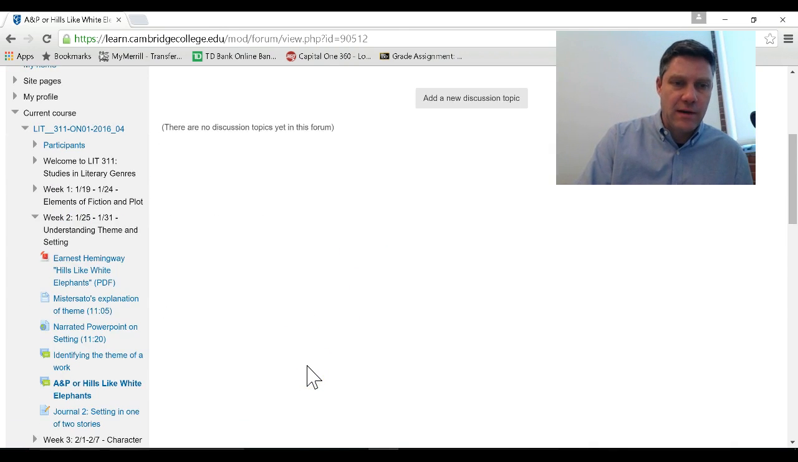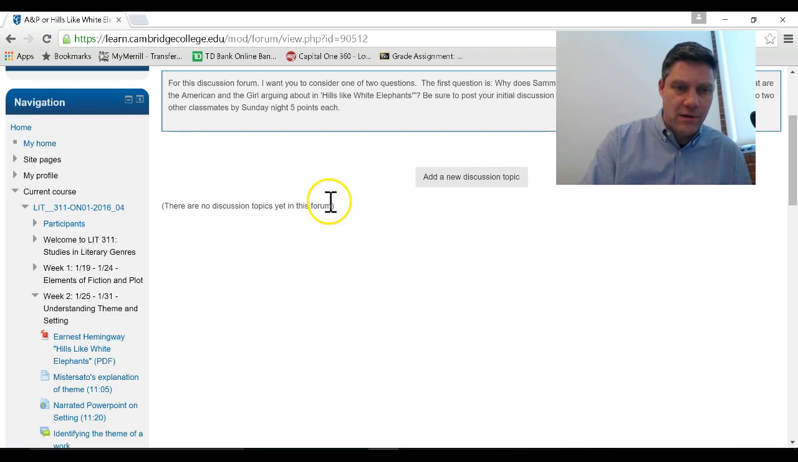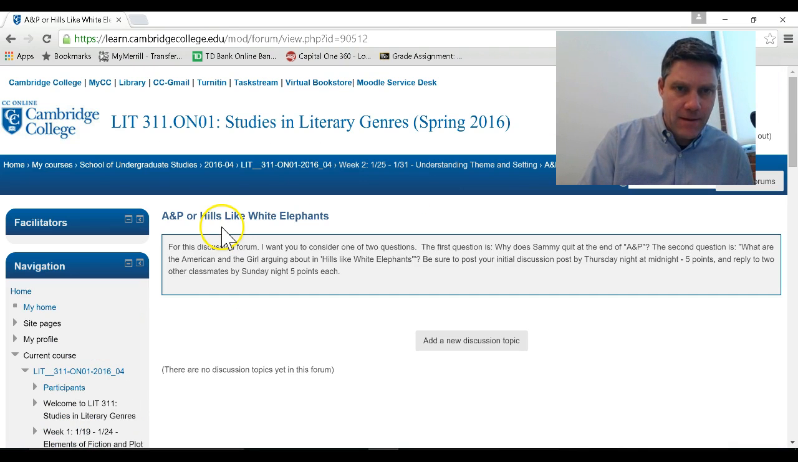So those are the two kinds of discussion forums we're going to be having. The traditional one, where you do one discussion topic and two replies, and the Q&A, where you reply to mine originally, and then after Thursday reply to at least one of the other students. Let's jump back to the portal.